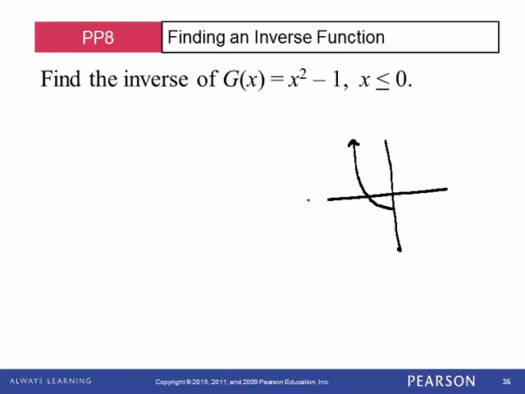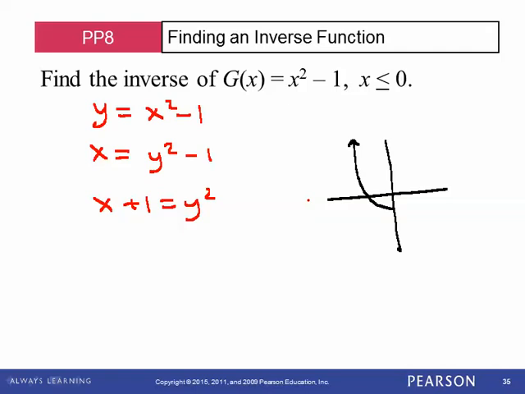Cool. All right. Most of you guys are done here. So y is equal to x squared minus 1. Switch the x's and the y's. Solve for y again. So add 1 to both sides. And then what we'll do is, let me switch it around. So y squared on this side, the x plus 1 over here. Take a square root of both sides.